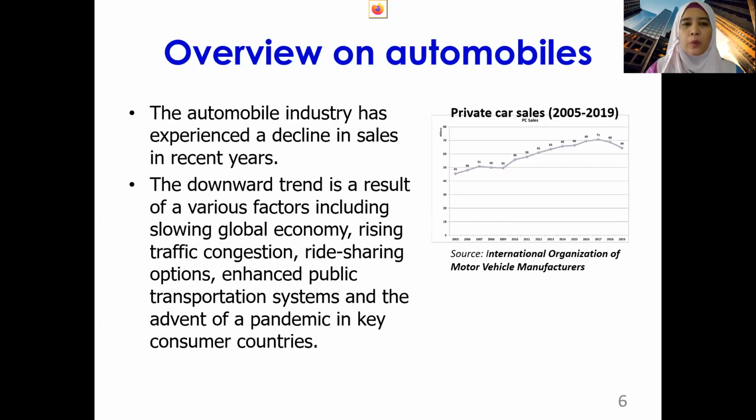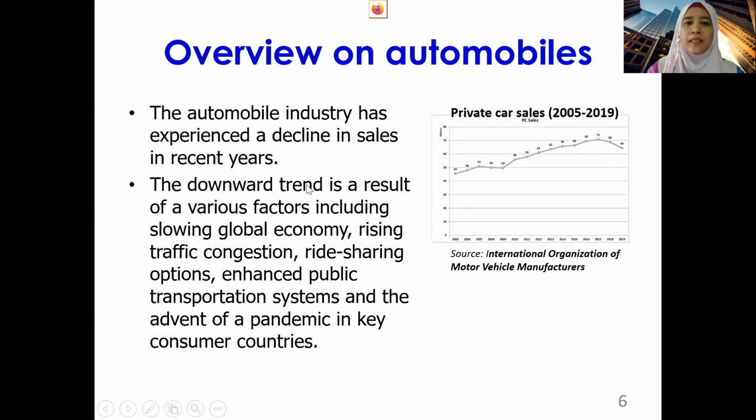Now we go to the first one, which is automobiles. Now overview, the automobile industry has experienced a decline. So we said after World War II, there was an increase in automobile consumption or ownership. But we can see lately, in recent years, since 2017, a decline in the private car sales in the world. This is global private car sales, okay, by the International Organization of Motor Vehicle Manufacturers. Okay, generally there's been an increase worldwide in car sales.